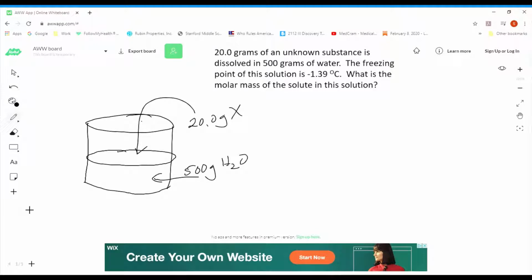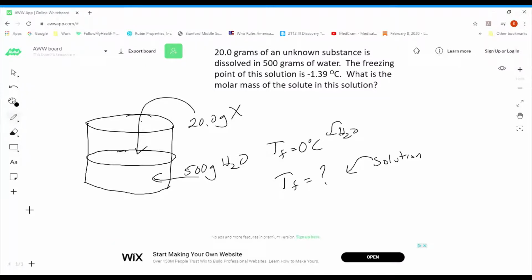Right? And so what you're going to do is first take the freezing point. We know that the freezing point for water starts off at 0 degrees Celsius. And that's for water. What we're going to do is use the freezing point of our solution, once we've put the substance X into the water. Then we're going to get a freezing point difference.